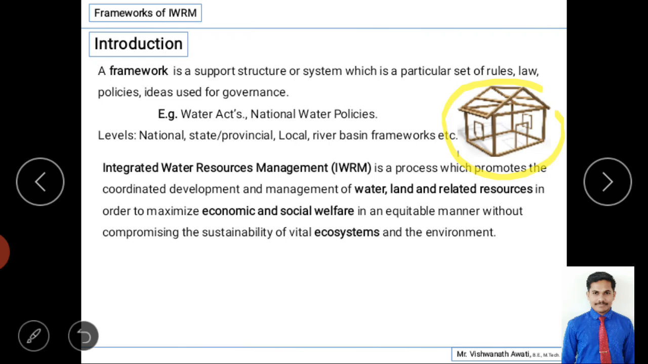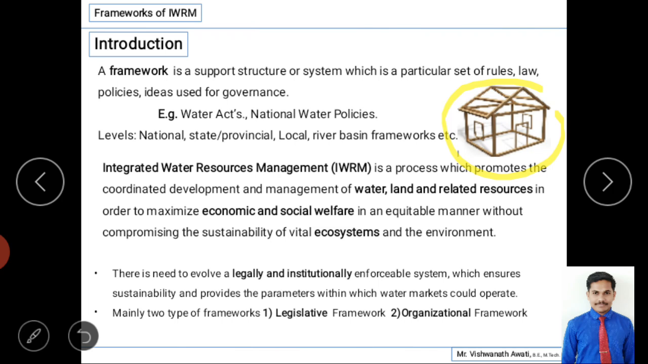And without compromising the ecosystem and environment, it's not so easy to achieve this kind of thing. So that's what we need: rules and regulations, or a frame, because we have to work within this only, and for the safer side, to avoid future problems or crises, right? So there is a need to involve the legal and institutional enforcement system.